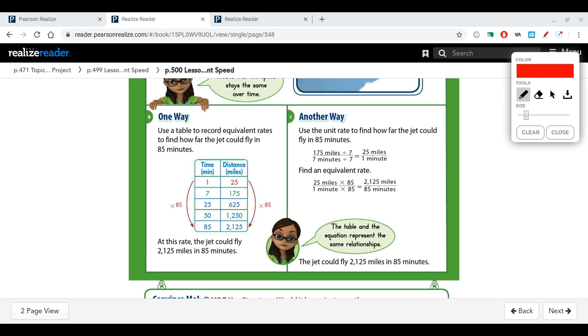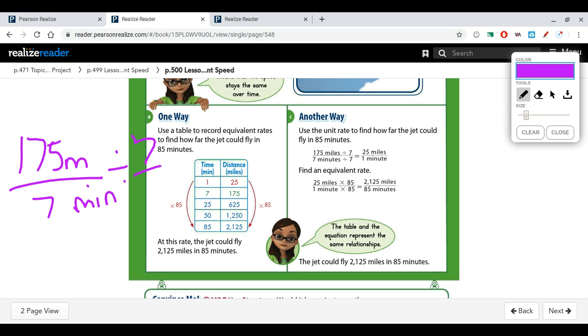And so to find the unit rate, what they ended up doing was you will take 175 miles and you will divide that by 7 minutes. And that's my rate right there. And so to get my miles per minute, I'm going to divide by 7. And when I divide by 7, I end up with 25 miles per minute. So that's my constant rate. I'm going 25 miles per minute.